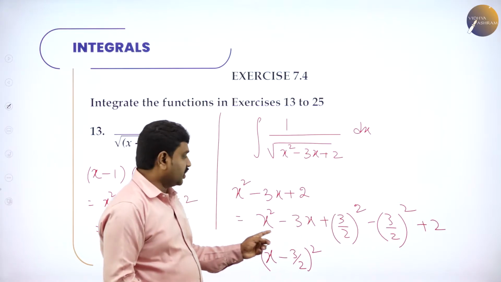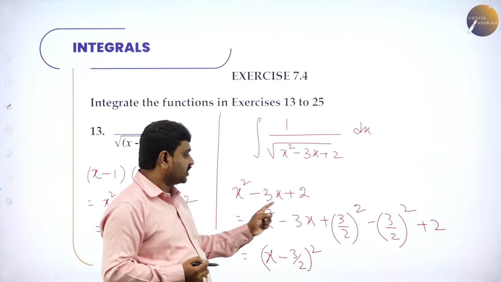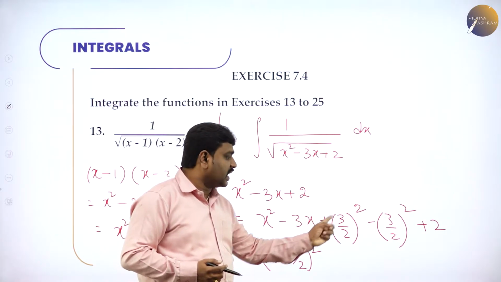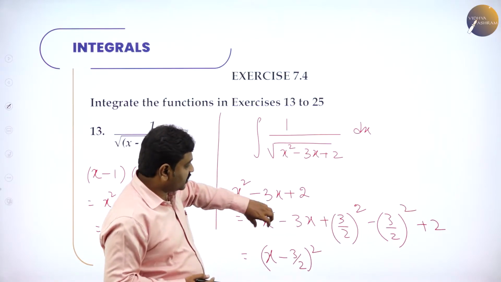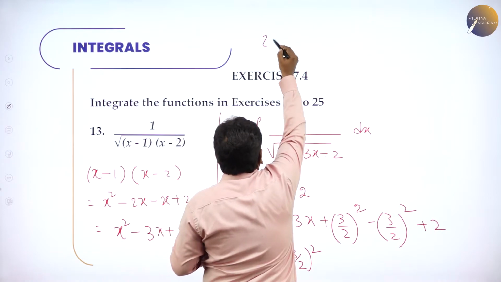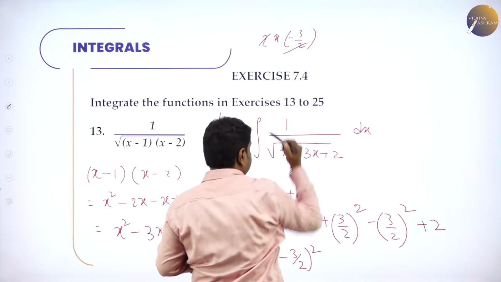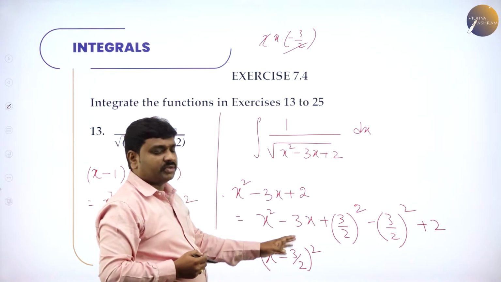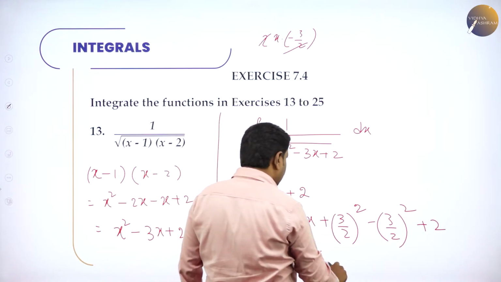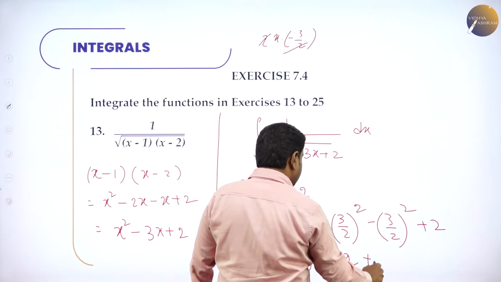In my last session I taught you to observe the quotient of x and take half of it. What is half of 3? 3 by 2. 3 by 2 square you should add and subtract. Now the added part is a square plus b square, and this is 2ab. You can check 2ab: 2 into a is x, b is minus 3 by 2. If you do, you will get minus 3x. So minus 3x can be written as 2ab. And the remaining part is minus 3 by 2 square, which is 9 by 4, plus 2.